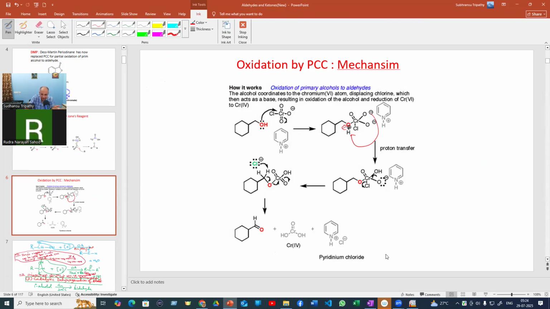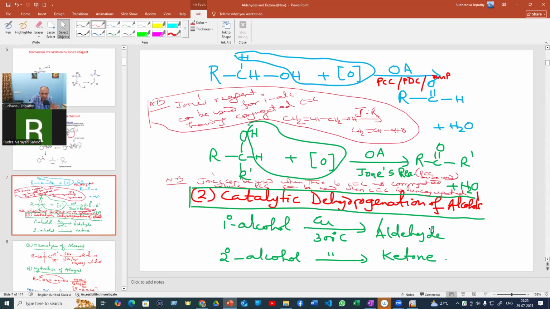This is the interesting mechanism. Pyridinium chloride is always there. Chloride ion is already lost, so they are friends now. So these two are the other products, and we get our benzaldehyde. You need not write the mechanism, as I was telling, because you can take examples. 1 degree alcohol with PCC, PDC, or DMP gives aldehyde plus water. Jones reagent can be used for 1 degree alcohol having a conjugated C double bond C.